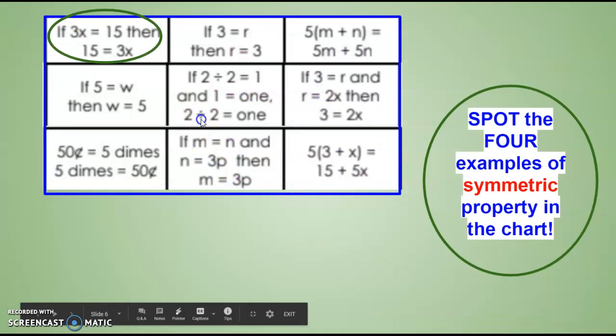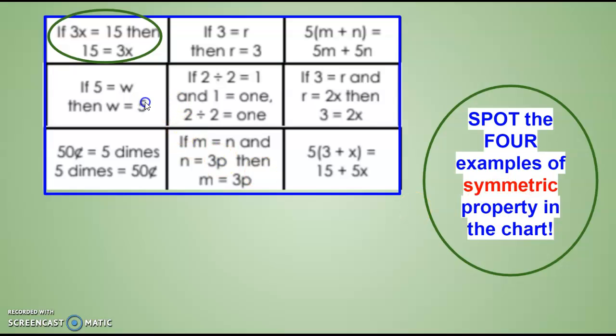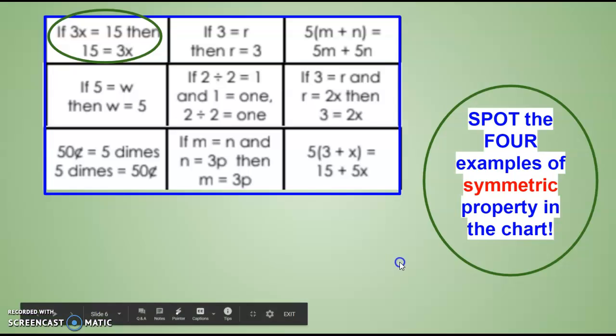All right, so, spoiler, spot the 4 examples of the symmetric property in the chart. So this is one example of symmetric property. There's 3 more. So it says if 3x equals 15, then 15 equals 3x. So you can pause this before I reveal.